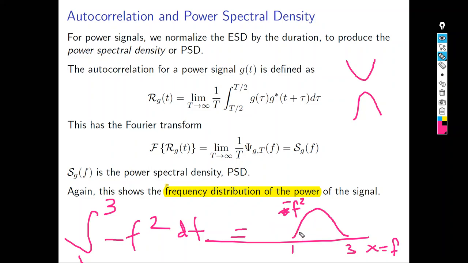So basically, the power is equal to the area under the power spectral density. The energy is equal to the area under the energy spectral density function. Energy spectral density gives you the density of a signal on certain frequencies. And from that density, you can define what's the power, what's the energy within a certain band.